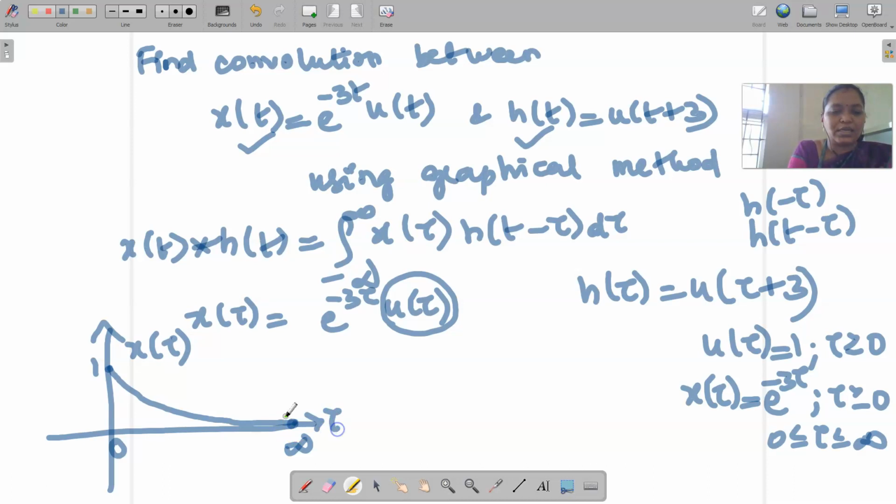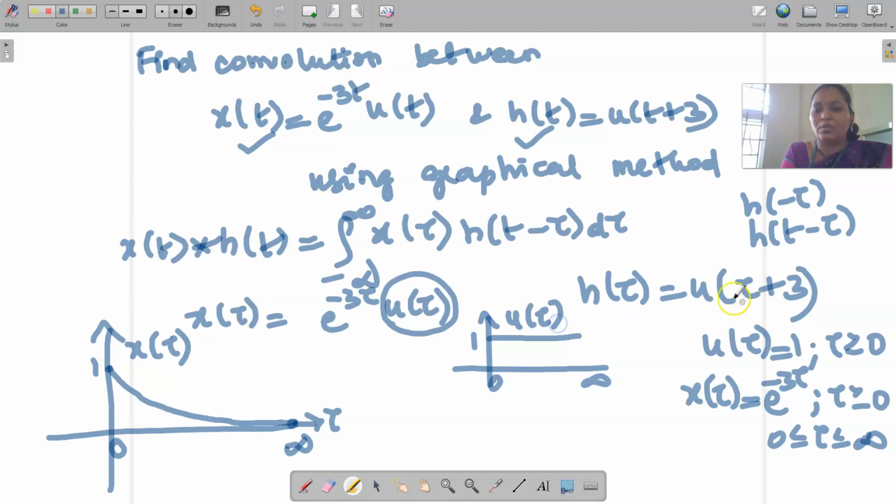So for drawing the diagram you have this logic. Next I need to draw h of tau. Before drawing h of tau, we need to know first of all what is u of tau. We have said that u of tau is equal to 1 for tau greater than or equal to 0. So how will you draw that u of tau? U of tau is 1 for 0 to infinity. This is u of tau.